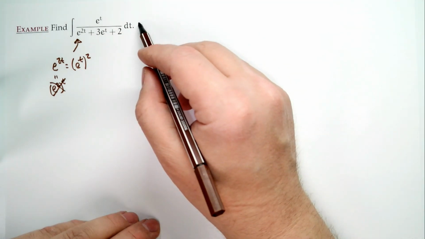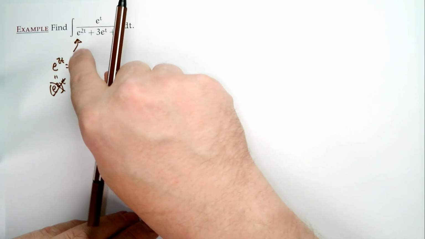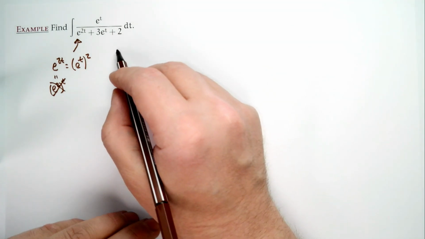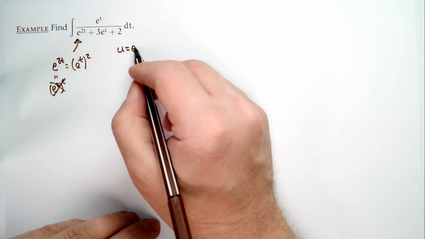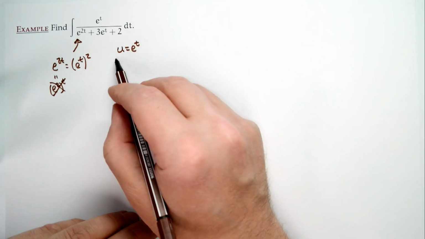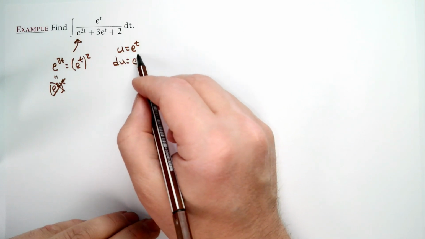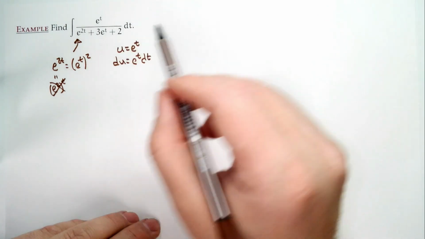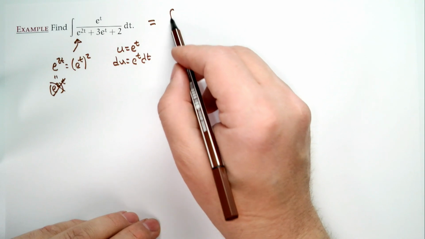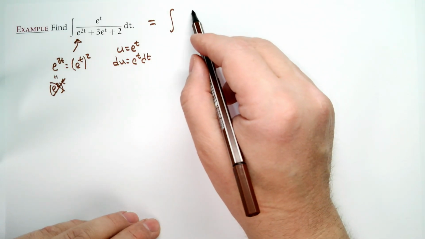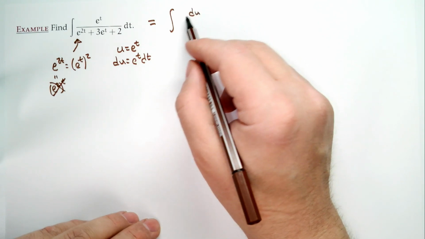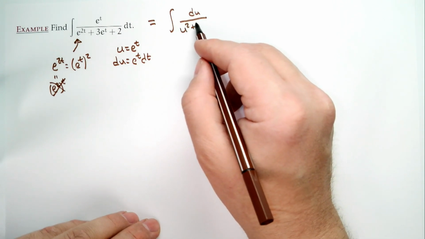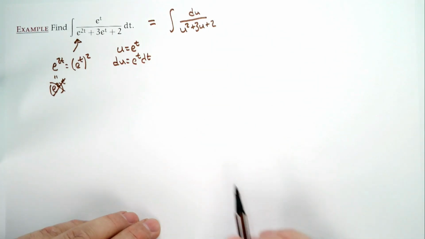So why is that helpful? Well, everything is really looking like e to the t. So our idea is let's make a substitution. Let's let u equal e to the t. Then what would du become? Well, it'd be e to the t dt. Ah, right there. So by making a substitution, the numerator will become du, and downstairs e to the 2t is e to the t squared, or u squared, 3e to the t is 3u, and plus 2.